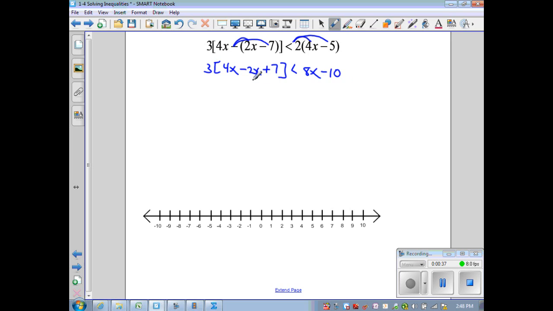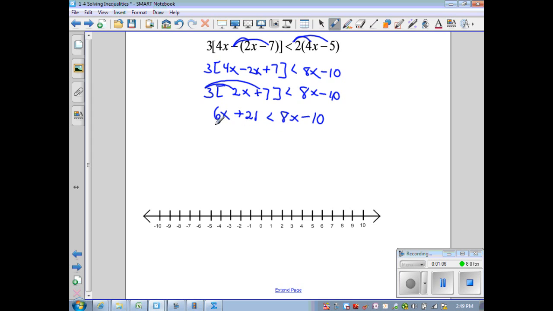Let's combine like terms inside the bracket, gives me 3 times 4 minus 2x is going to give me 2x plus 7 less than 8x minus 10. Let's distribute on the left. 3 times 2 is 6x. 3 times 7 is going to give me 21. It's less than 8x minus 10.